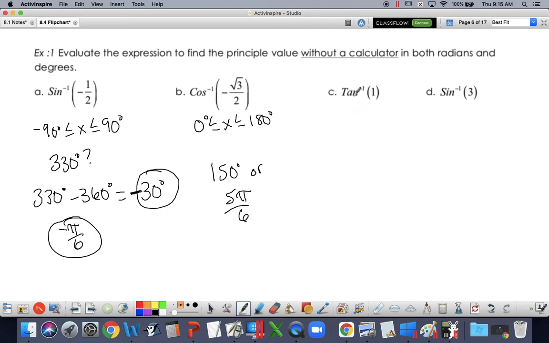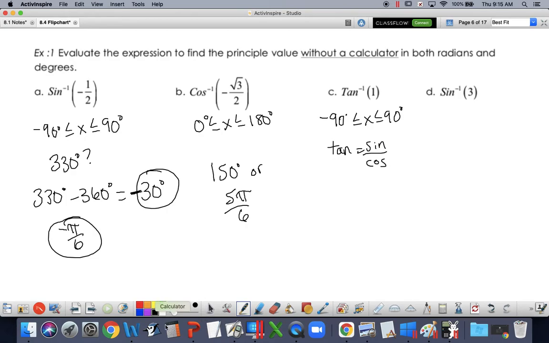Last but not least, I've got tangent. So I've got tangent of 1. So again, I'm restricted between negative 90 and positive 90 degrees. And when I think about tangent, right, tangent is sine divided by cosine. So if I want to get a 1 for my tangent, I need to find an angle that has both the same sine and the same cosine, right? Because if my numerator and denominator have the same numbers, then they just cancel out and it's 1.